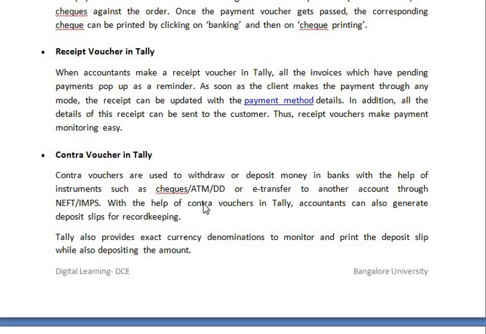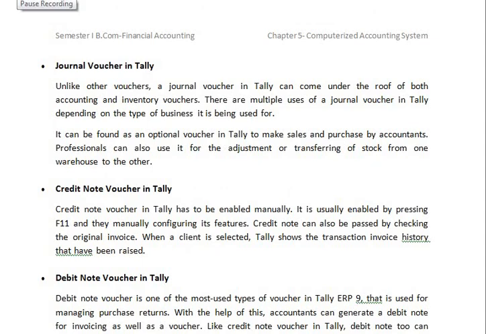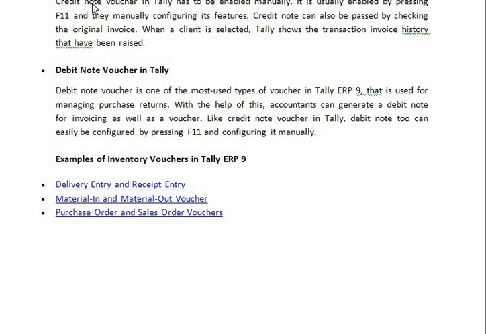The contra vouchers are used to withdraw or deposit money in banks with the help of instruments like checks, ATMs, DD, or other types like NEFT. All these things are online. We can go for the contra entry. There are journal vouchers, which in Tally can come under both accounting as well as inventory vouchers. There are many journal vouchers, and a credit note voucher is there to give the credit note, and a debit note voucher is also there. These help in managing purchase returns or sales returns.